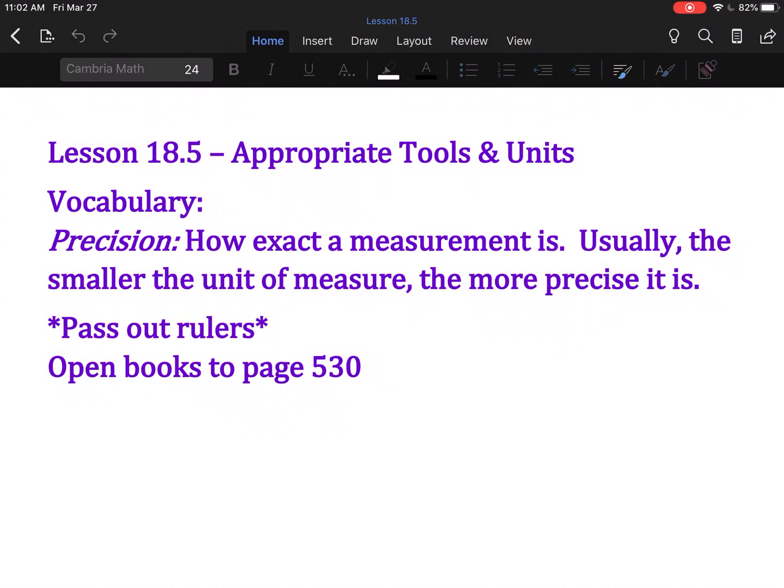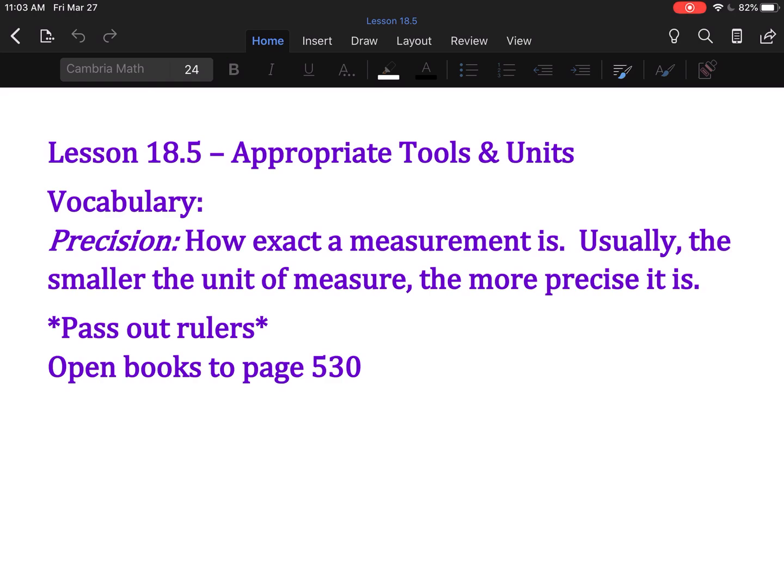Final lesson of Chapter 18, we're talking about choosing an appropriate unit of measurement and precision. Even though this is called appropriate tools, we're not using any tools. So the one vocabulary term here is precision, and it's how exact a measurement is. For us, the easiest thing to know is that the smaller a unit of measurement, the more precise the measurement is. By that I mean something like 11 inches is more precise than 1 foot, because inches are smaller than feet. I know this says pass out rulers, obviously not doing that because, not together.